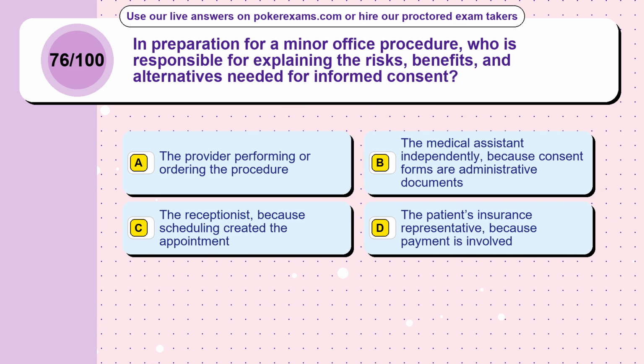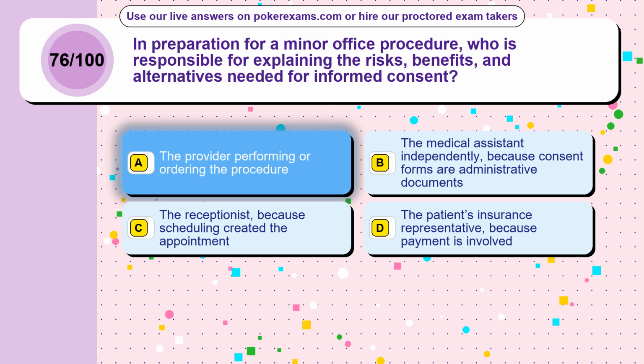Question 76. In preparation for a minor office procedure, who is responsible for explaining the risks, benefits, and alternatives needed for informed consent? Option A. The provider performing or ordering the procedure. Option B. The medical assistant independently, because consent forms are administrative documents. Option C. The receptionist, because scheduling created the appointment. Option D. The patient's insurance representative, because payment is involved.